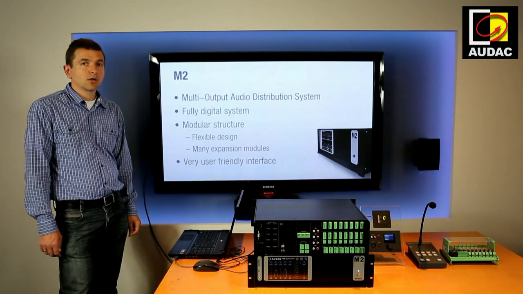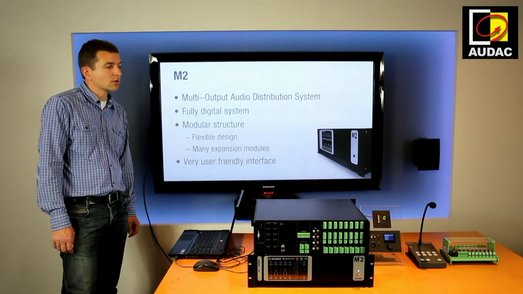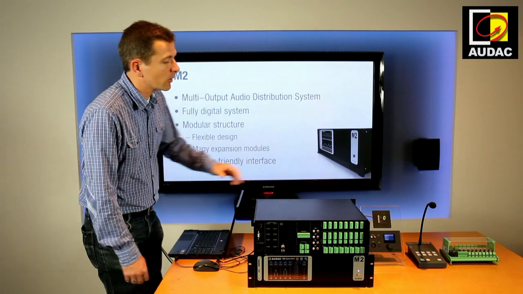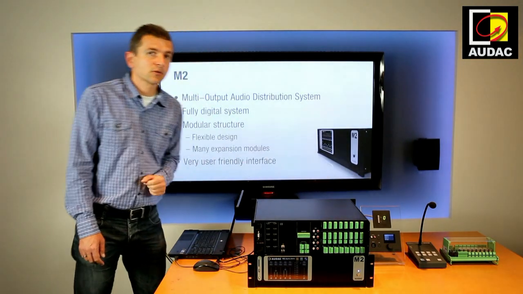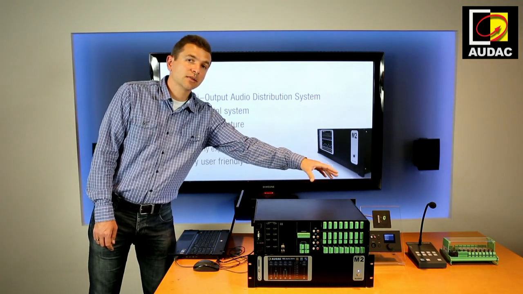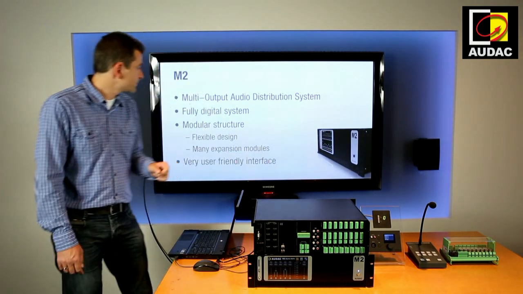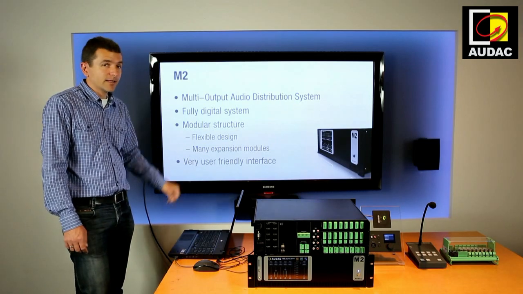It is a multi-output audio distribution system. It is a fully digital system, which means that all the peripherals like wall panels and paging tables are also fully digital. All audio gets digitized in the table and the paging and the wall panels and sent digital to the M2. It is a very flexible system.